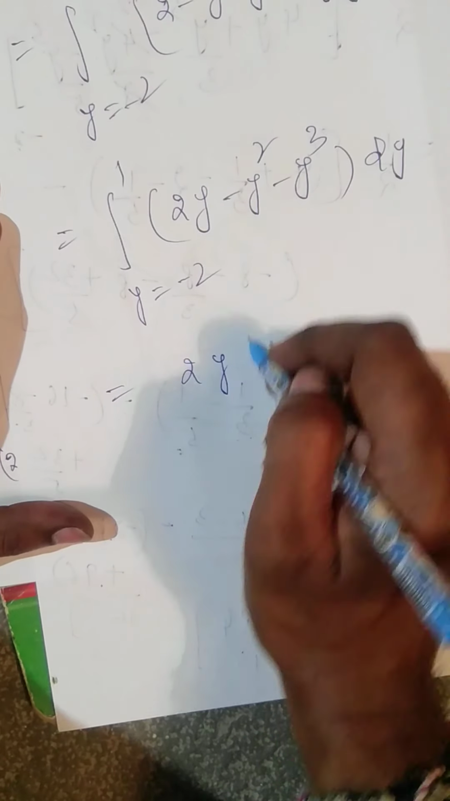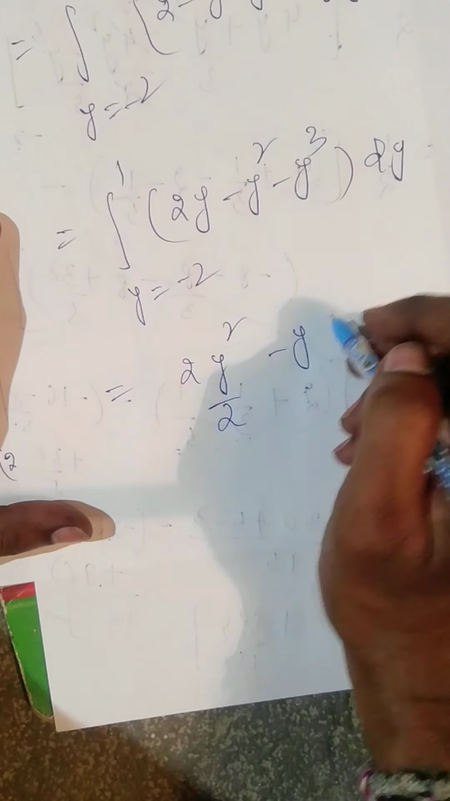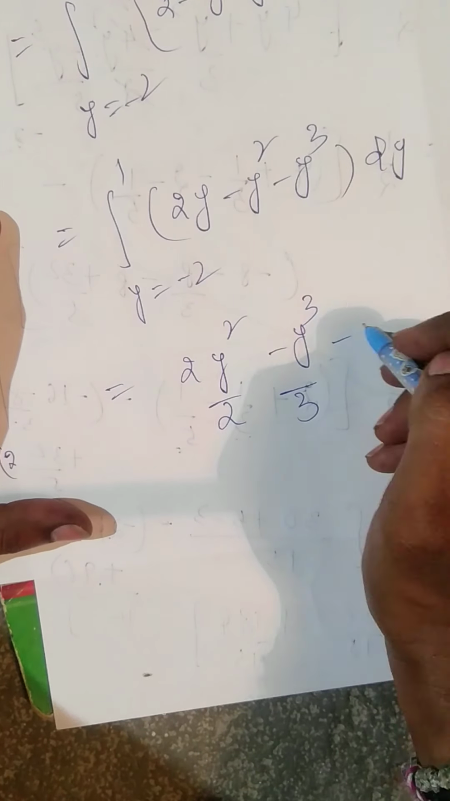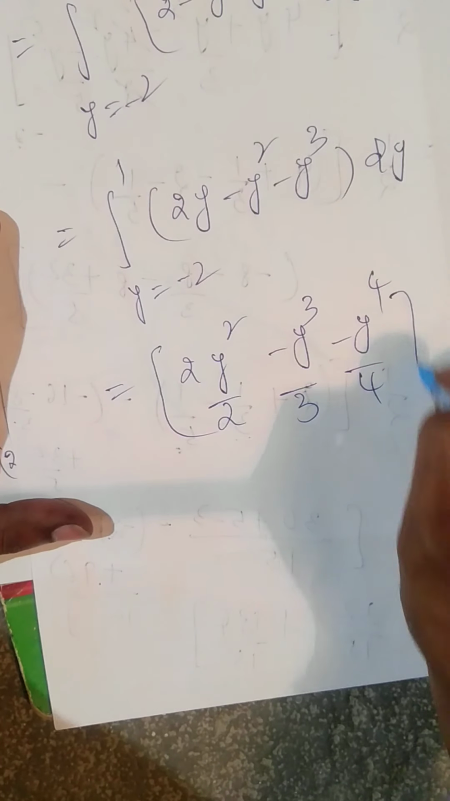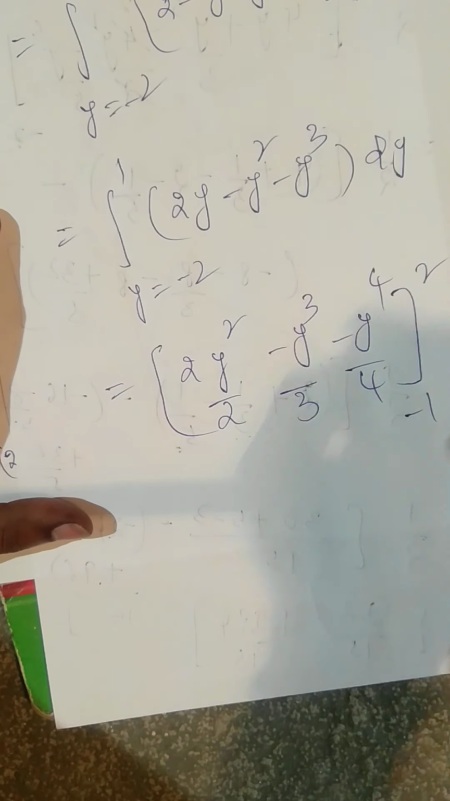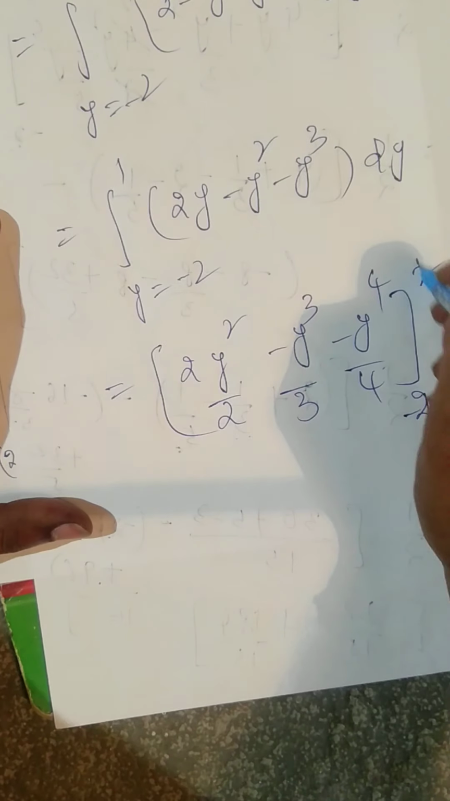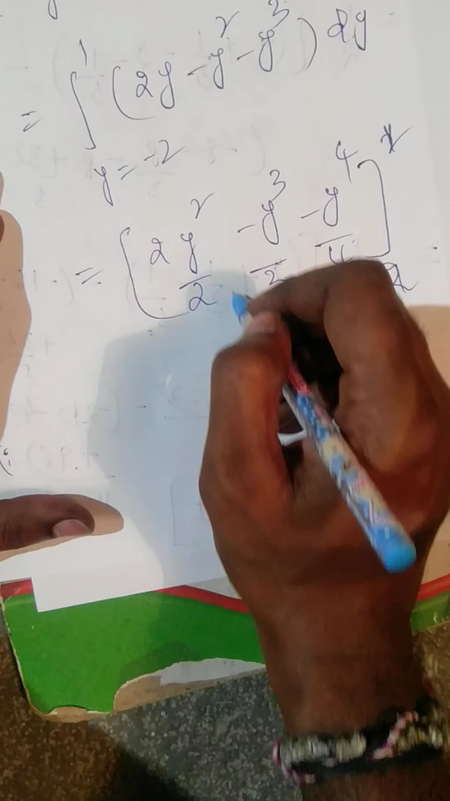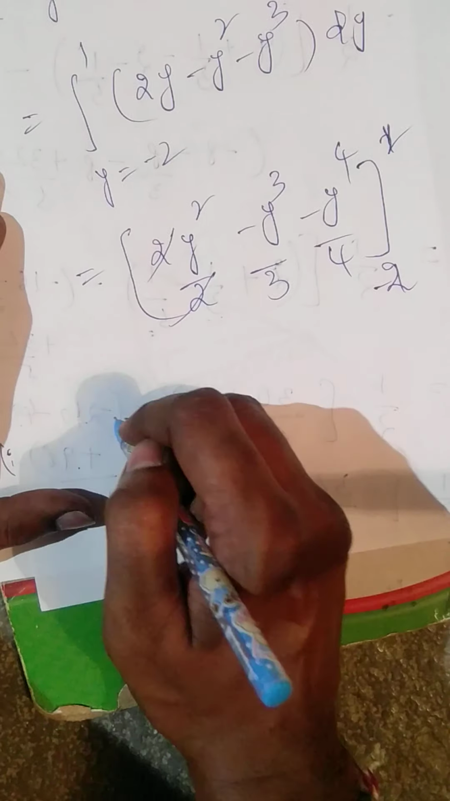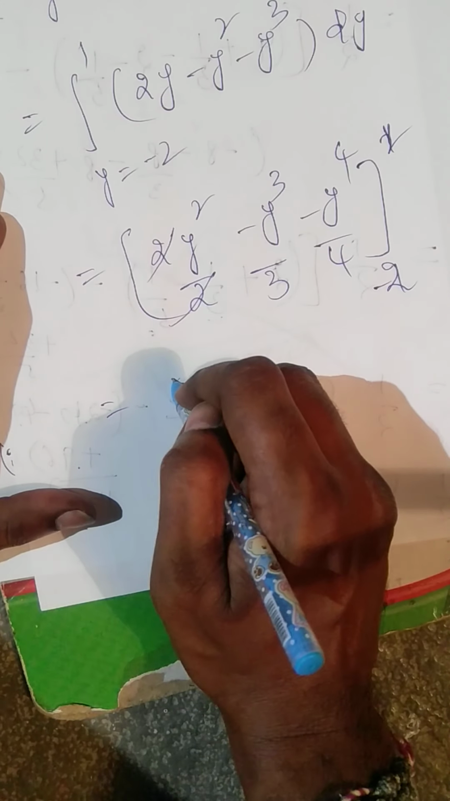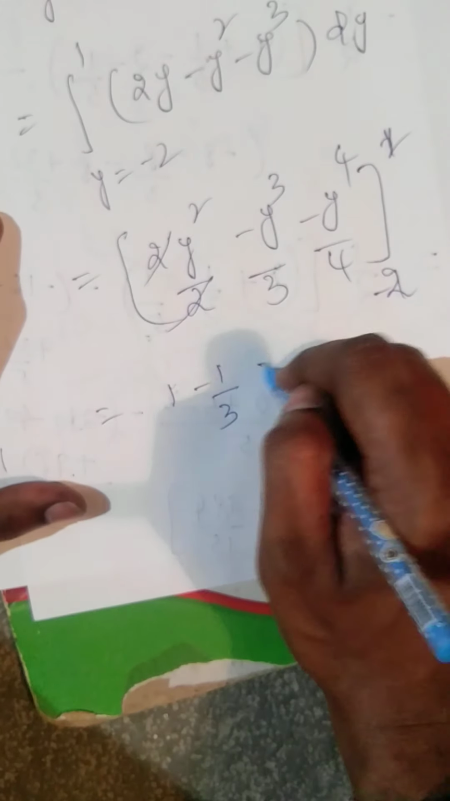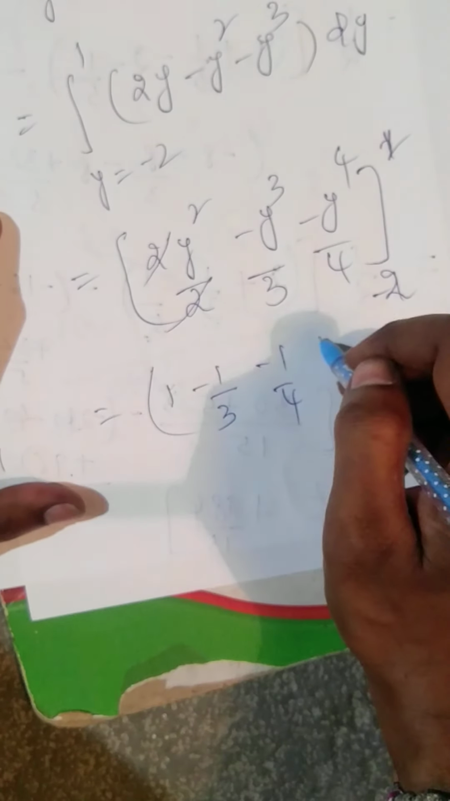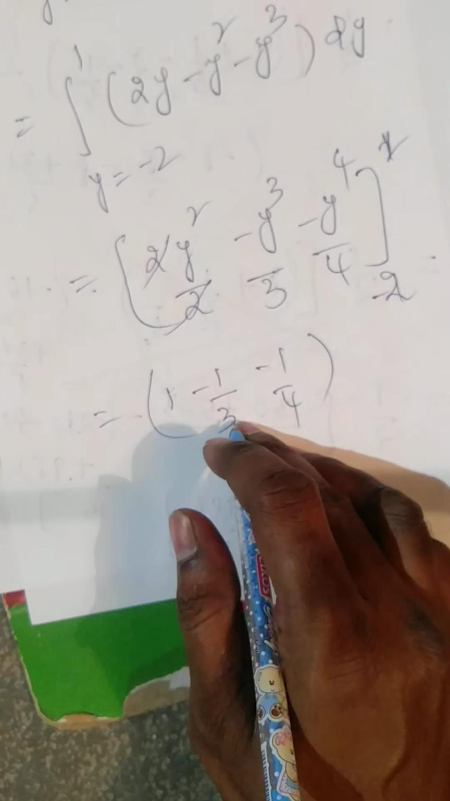Now we can integrate with respect to y, right? So 2 into integration of y is what? y square by 2, minus integration of y square is what? y power 3 by 3, minus integration of y power 3 is what? y power 4 by 4. So what are the limits here? Limits are minus 2 to 1. Okay, if I substitute, the 2 gets cancelled, right? Now if I substitute 1, I'll get 1 minus 1 by 3 minus 1 by 4. So 1 minus 1 by 3 minus 1 by 4.